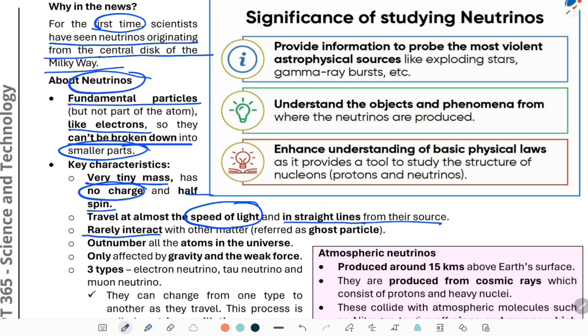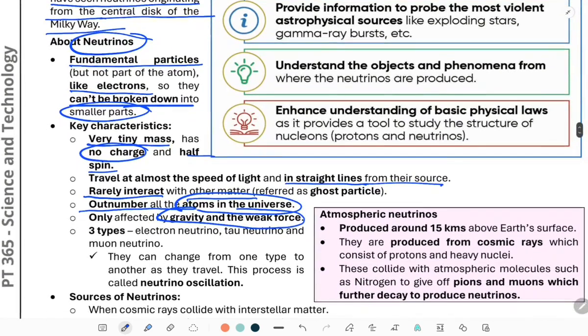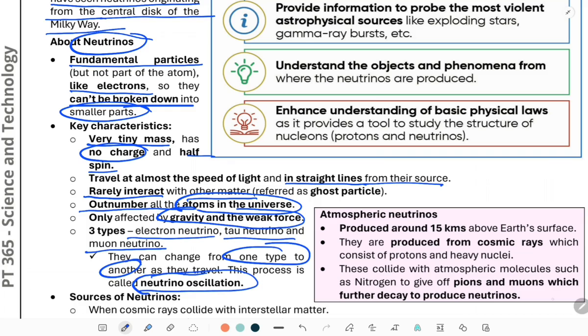Next, they rarely interact with other matter, outnumber all the atoms in the universe, and are only affected by gravity and the weak force. They come in three types: electron neutrino, tau neutrino, and muon neutrino. They can change from one type to another as they travel. This process is called neutrino oscillation.